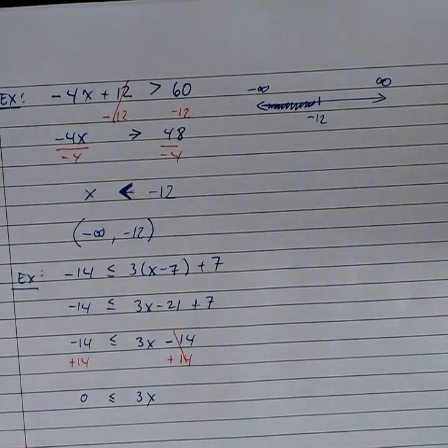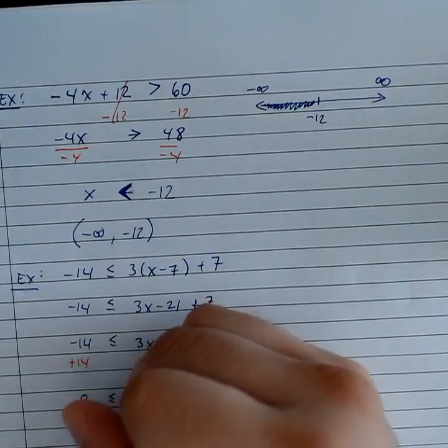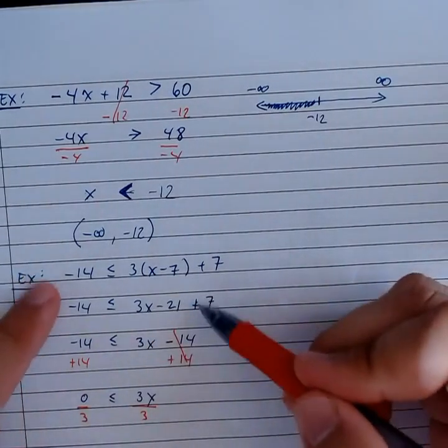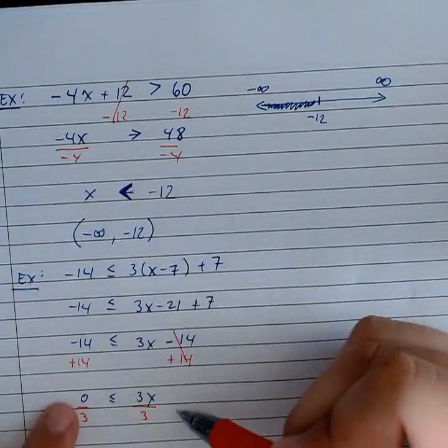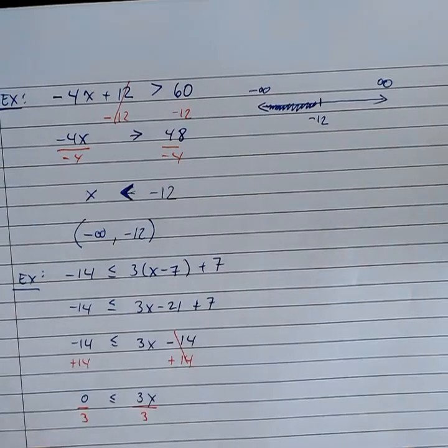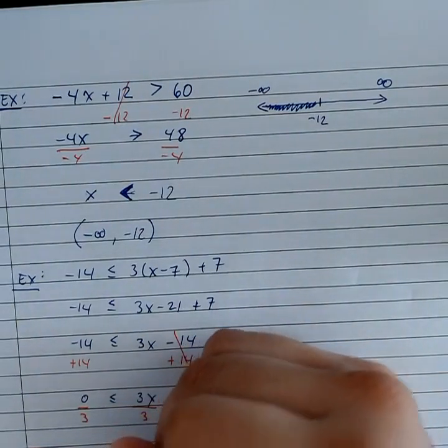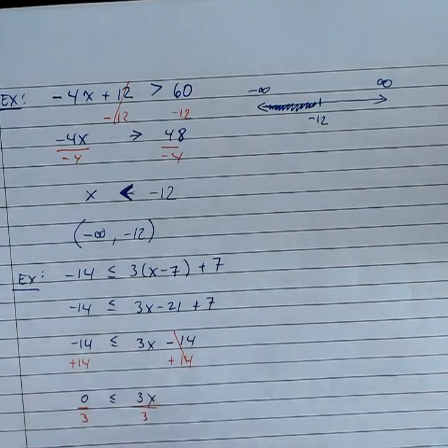Just like that. And finally, if I want to isolate my variable, I want to get that x by itself, let me divide both sides by 3. Notice that in this case, I never multiplied or divided by a negative. Here I added, and here I divided by a positive. So my inequality never changed. It stayed less than all the way through. So here I get 0 is less than or equal to x.